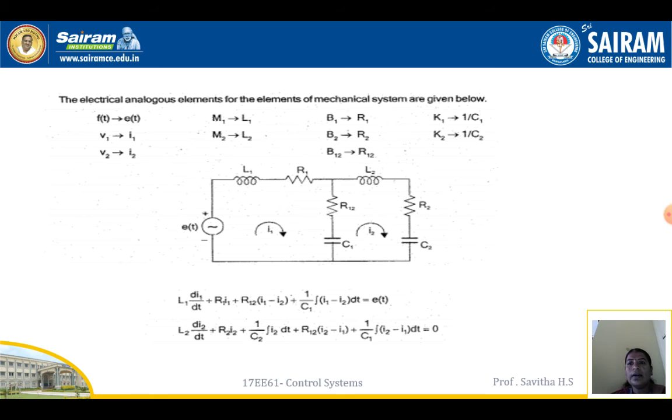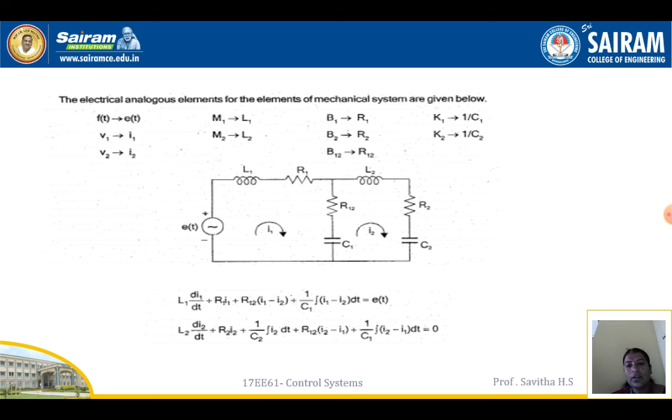The electrical analogous elements for the elements of the mechanical system are as follows. Force is replaced by E(t), m1 is replaced by L1, m2 by L2, b1 by R1, b2 by R2, b12 by R12, k1 by 1/C1, and k2 by 1/C2. According to this data we can draw the diagram. So we get two loops here, that is the I1 and I2 loops.